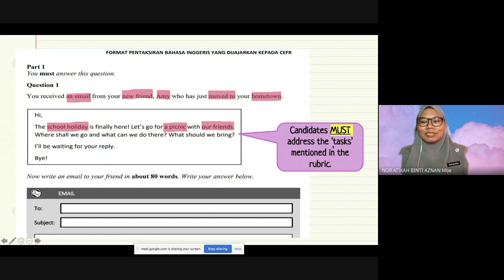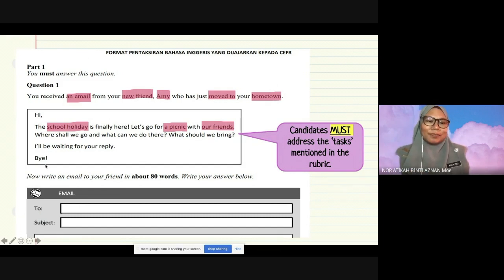Candidates must address the task mentioned in the rubric. When you receive a question, you highlight the key words that are relevant to the task. So I highlighted an email, and the new friend. Amy is the new friend. She is a girl, so we use she. Then, just moved to your hometown, baru saja berpindah. So it's about the school holiday. I highlighted the school holiday is finally here. So dia ajak pergi piknik, a picnic, pergi berkelah with our friends. Friends is plural, more than one friend. So there are 3 tasks: 1, 2, and 3.